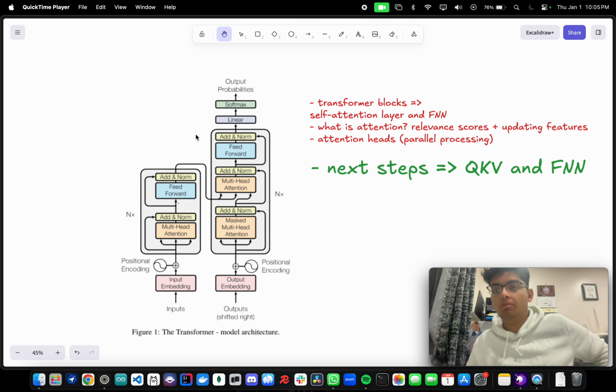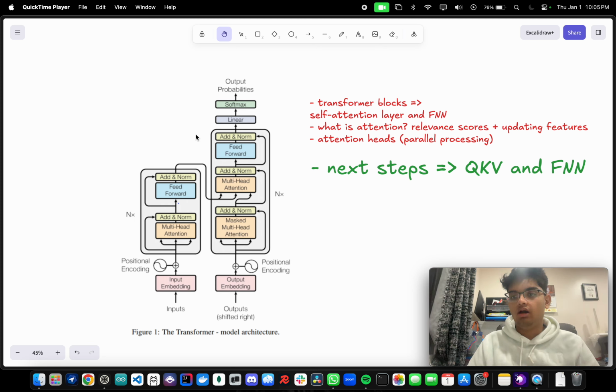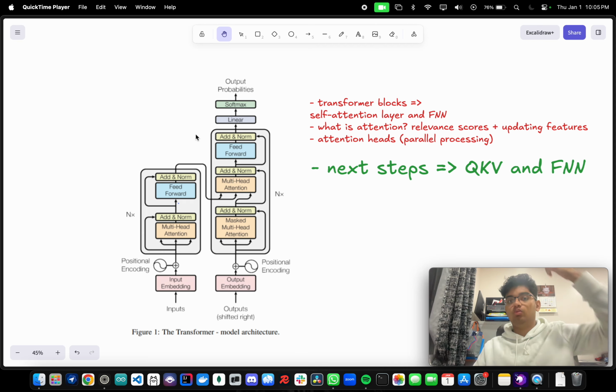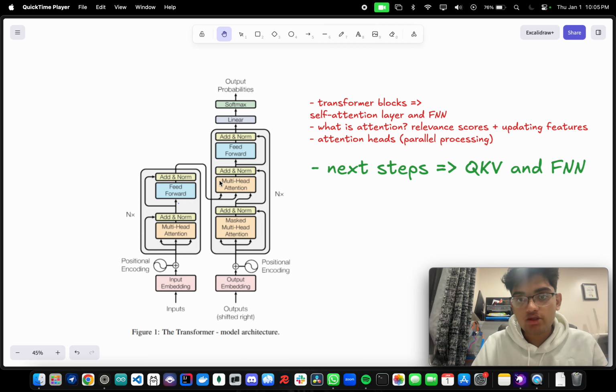What I've learned so far about what attention is. I'm still going through the process of learning it. However, I have gotten a fairly good idea as to what it entails. Essentially, attention is a part of the transformer block.